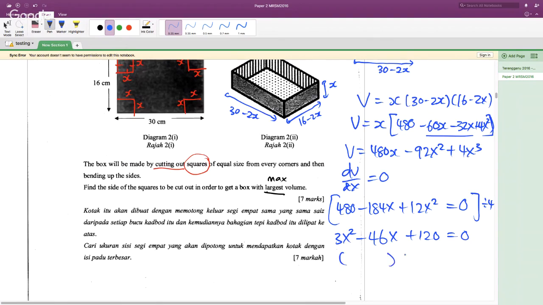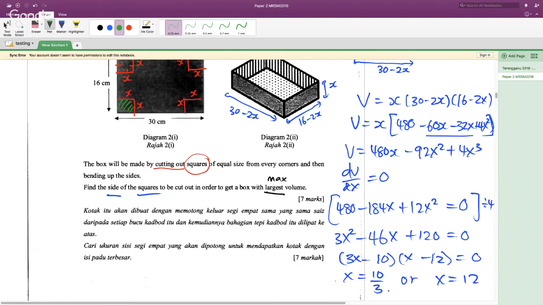Then we'll do some factorization over here. I will say 3x and x. You get 10 and 12, and 36, 36, 46, yeah, correct. So my x is equal to 10 over 3, or my x is equal to 12. Because the question asks you to find the side of the square, and this one is a square they're cutting out, the side is basically the x.